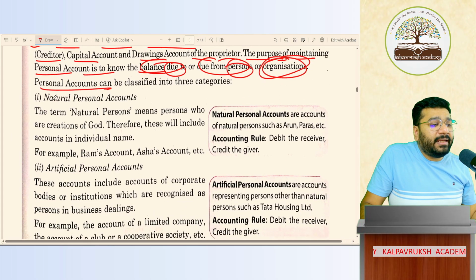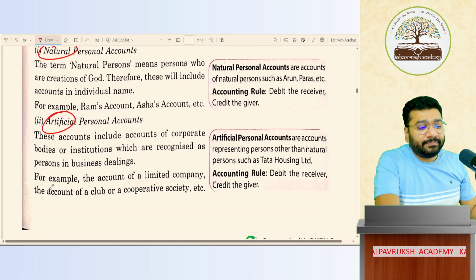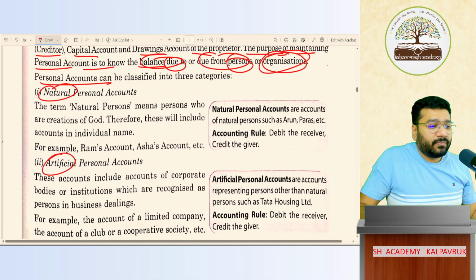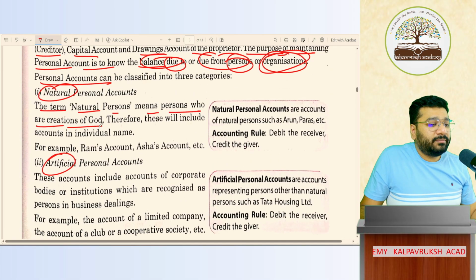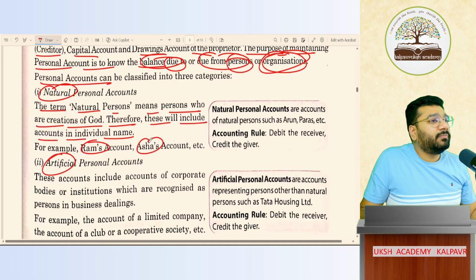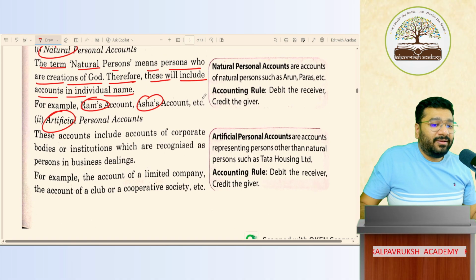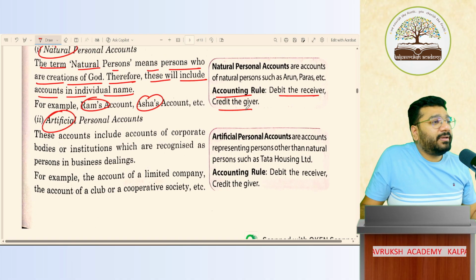Personal account has three categories: natural, artificial, and representative. The term natural person means a person who is a creation of God. Therefore, these will include accounts in individual names: Ram individually, Asha, Disha, Trisha. Accounting rule: debit the receiver, credit the giver.